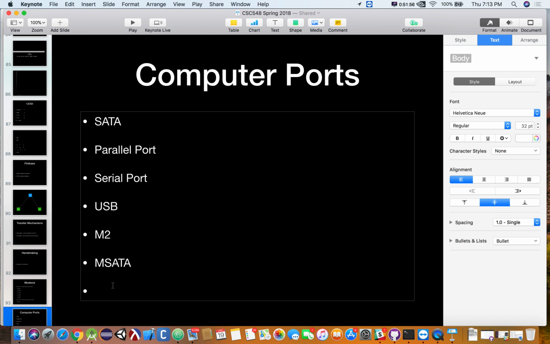Oh, RJ45. Technically yes, that's a port. Let's leave that off. I mean, we're talking old at that point. Okay, what else? That's the RJ45.